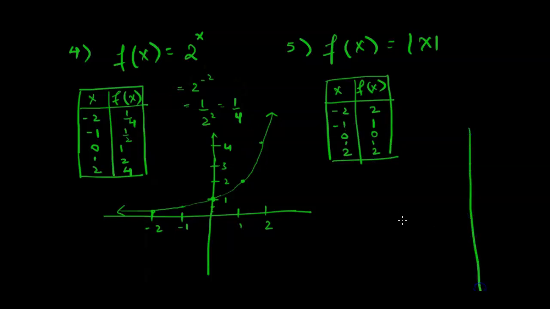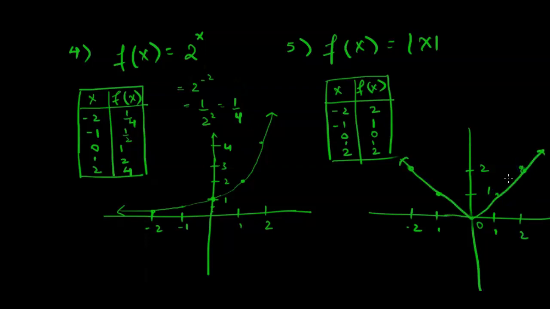Now if we want to turn this into a graph, we'll make the grid. Here we go. When x is negative 2, y is 2, x is negative 1, y is 1, x is 0, y is 0, x is 1, y is 1, x is 2, y is 2. We connect the dots and this is what we get. So this is how a parent absolute function graph looks like.